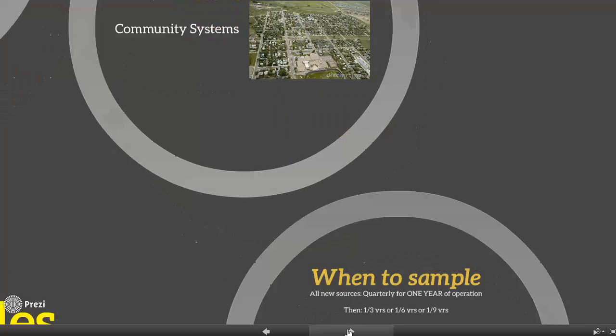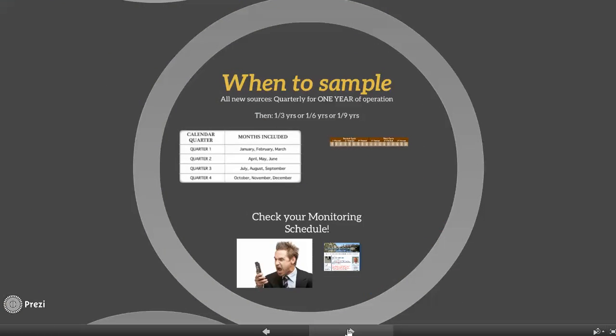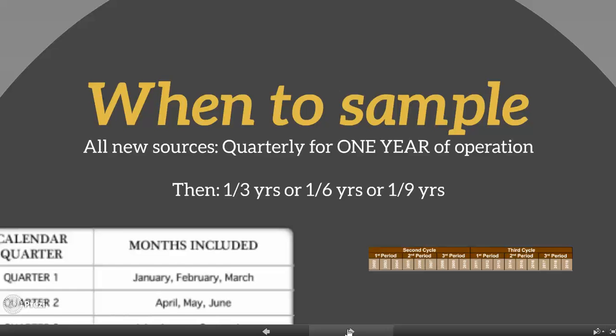So, community systems. Your community system, you know you have to sample for rads. So the biggest question is, when am I supposed to sample for radionuclides? Because it's a little bit tricky. It starts off for all new sources as quarterly for 1 year of operation.